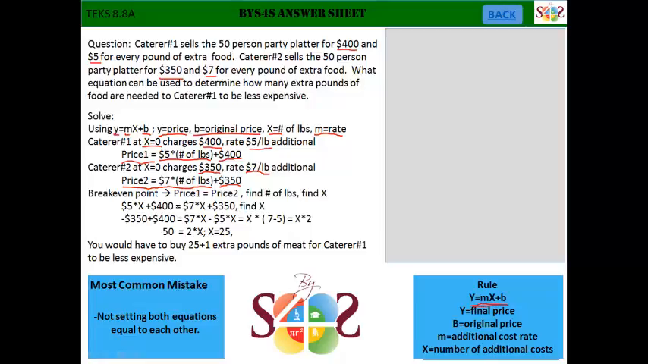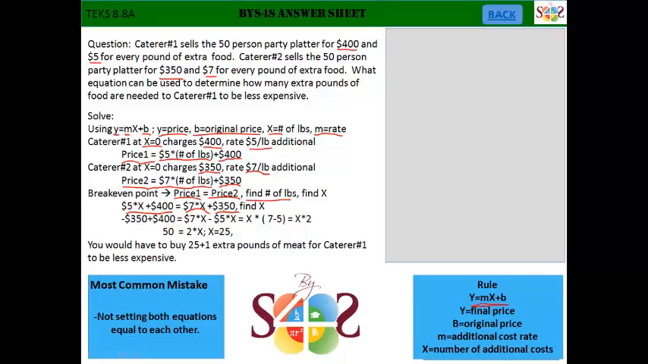Then in order to find out how many pounds of extra food there needs to be in order for caterer number 2 to be more expensive than caterer number 1, we're going to set them equal to each other. So that's going to be the point where they're both going to cost the same amount. So here we have price 1 is equal to price 2, and we're going to find the number of pounds of extra food that we need in order for both of them to be equal to each other. So here we have 5 times x plus 400, and then 7 times x plus 350, and all we're going to do is solve for x.